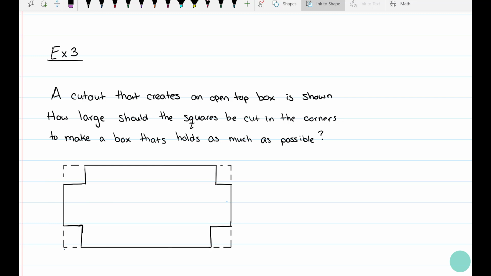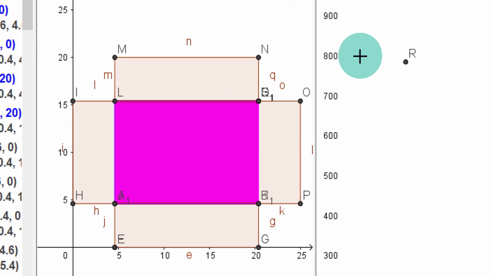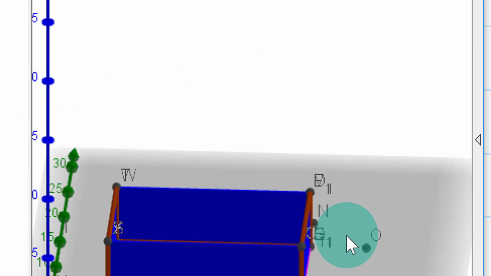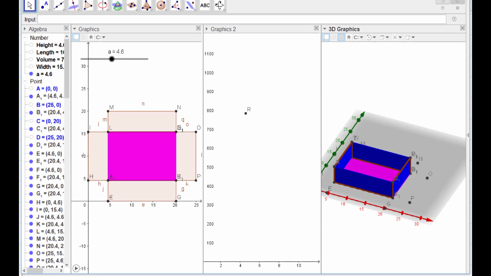To visualize that, I went ahead and rendered it in 3D. As we see here, we cut it out and we take these orange pieces and we're going to fold them up to make a box like this.